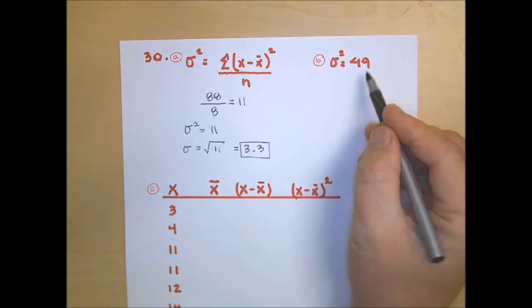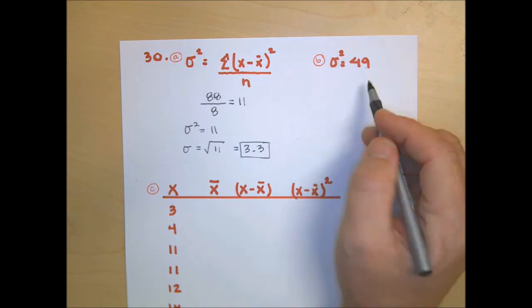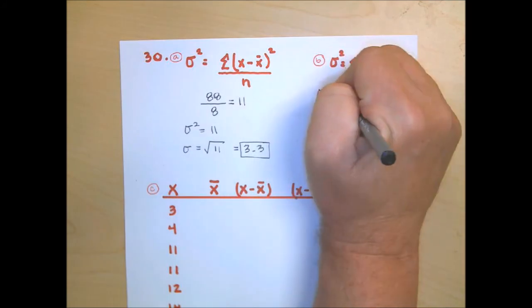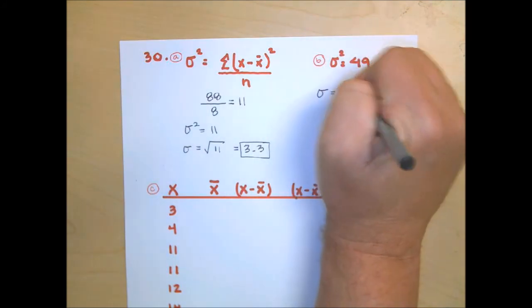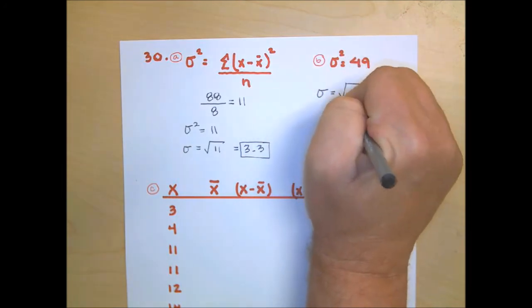Now, the B part of the question said, well, what if you knew the variance was 49? What's the standard deviation? Well, the standard deviation would simply be the square root of 49. So the standard deviation would be 7.